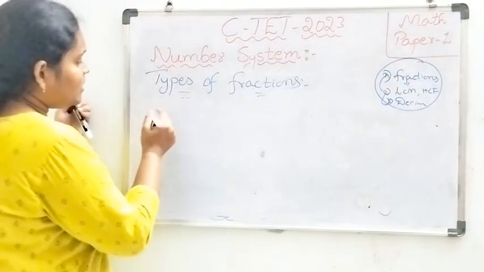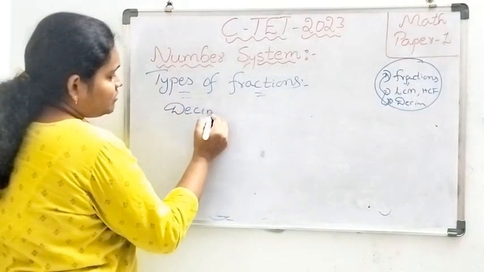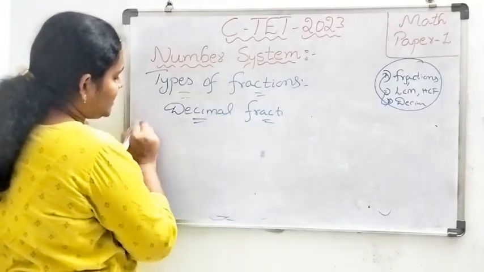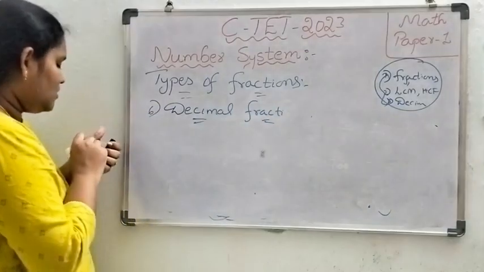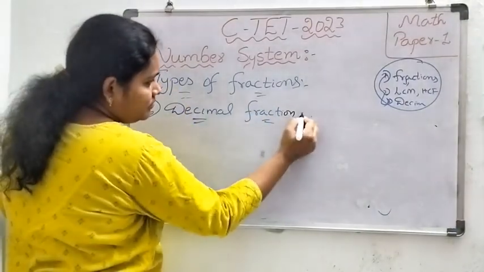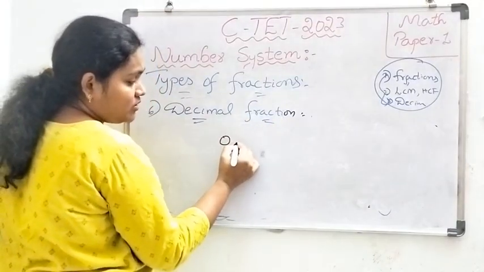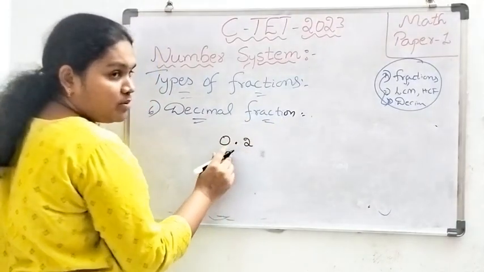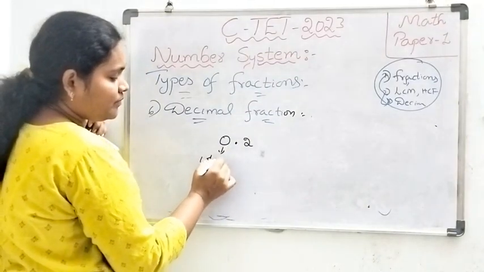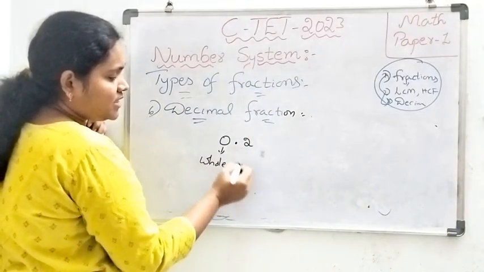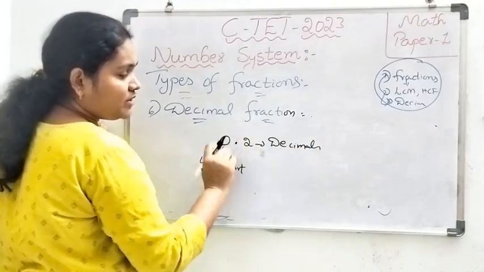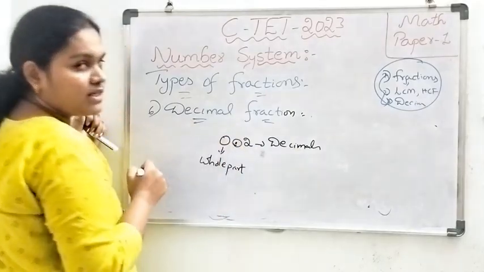And next thing, decimal fractions. What is a decimal fraction? The sixth one, right? So what is meant by decimal fraction? There is a decimal number, and the decimal is separated with a decimal point. This part we read as the whole part, and this is the decimals. The digits after the decimal point are the decimals.